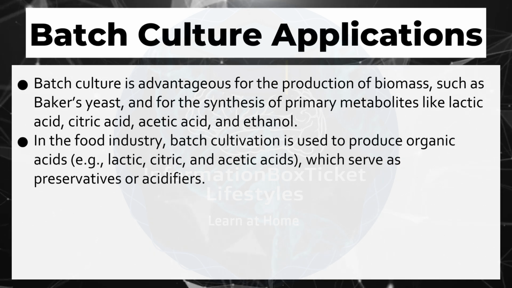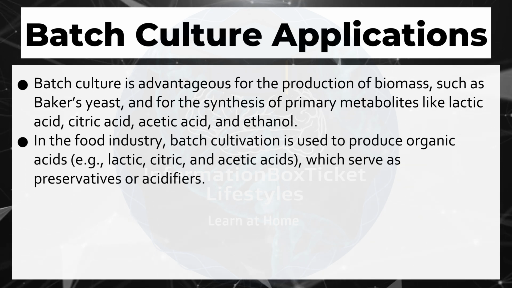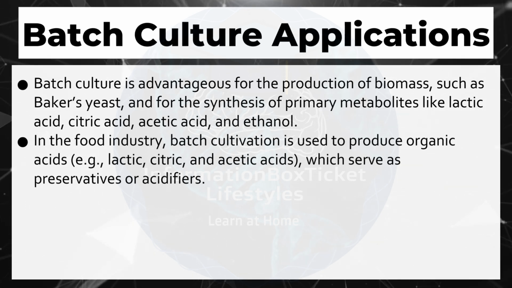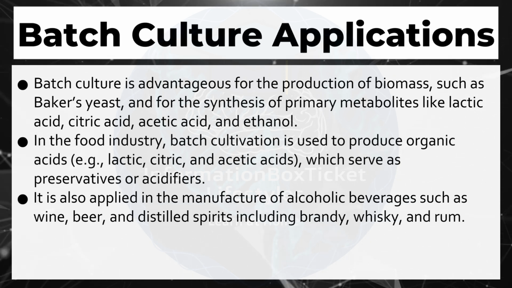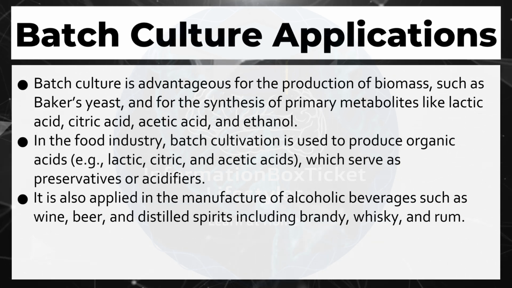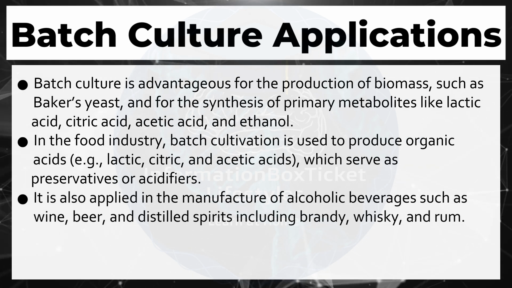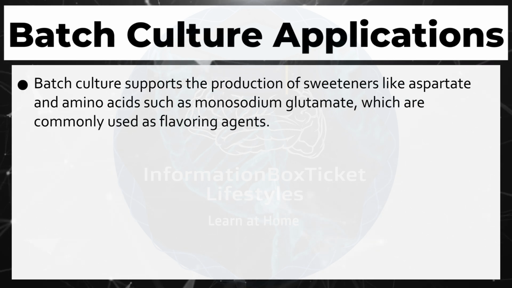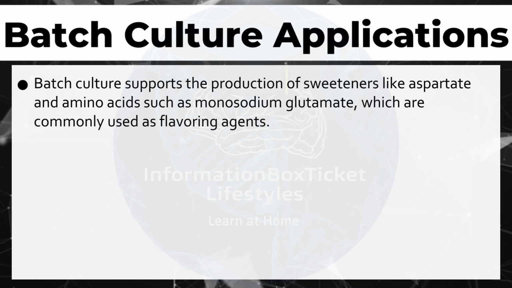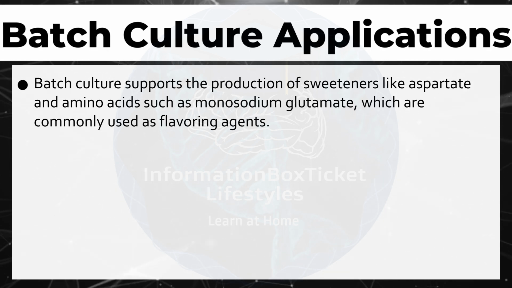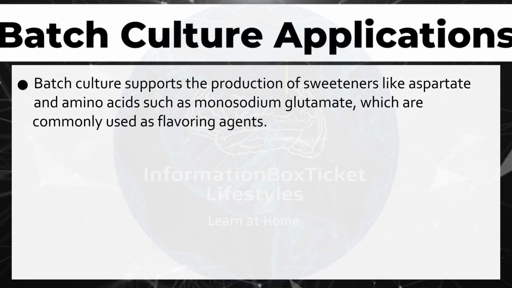In the food industry, batch cultivation is used to produce organic acids, e.g., lactic, citric, and acetic acids, which serve as preservatives or acidifiers. It is also applied in the manufacture of alcoholic beverages such as wine, beer, and distilled spirits, including brandy, whiskey, and rum. Batch culture supports the production of sweeteners like aspartate and amino acids, such as monosodium glutamate, which are commonly used as flavoring agents.